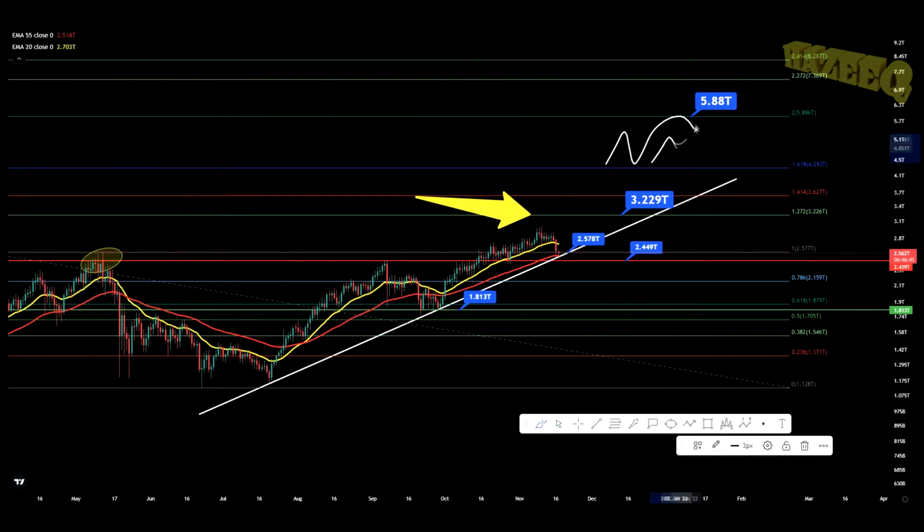We may not even get to the second fib level, just go beneath it. And that's when we see the pullback. And I do expect a pullback. We're going to get it either in December or in January. I don't think we're going to get any more pullbacks in November. I think we're going to flip to bullish relatively soon in November.